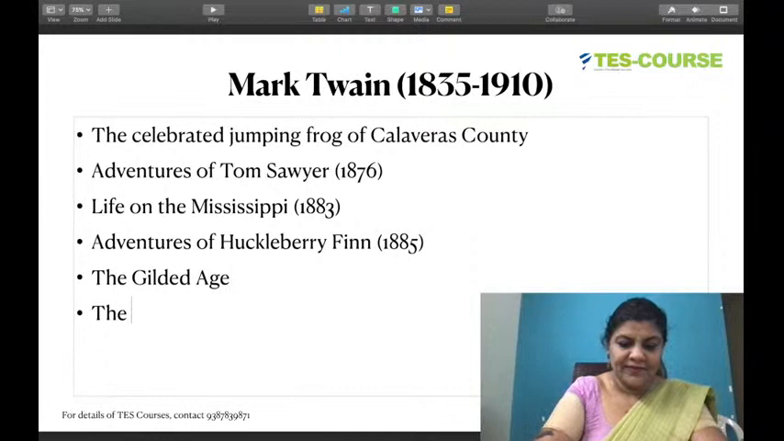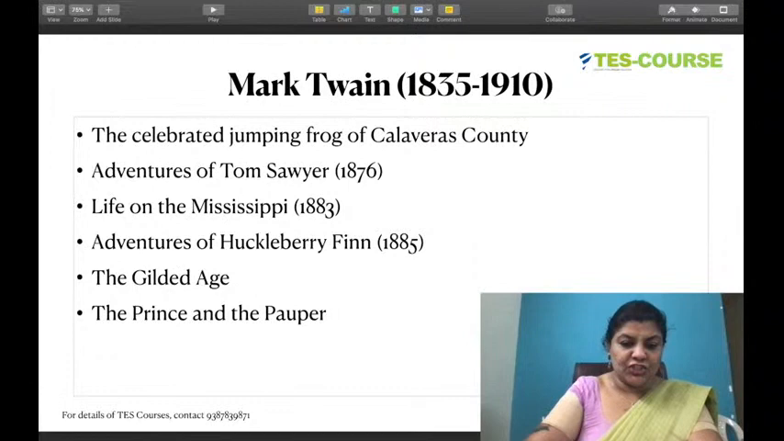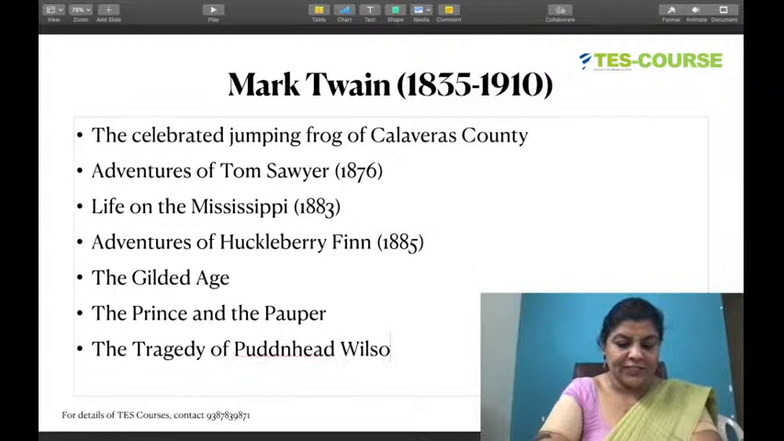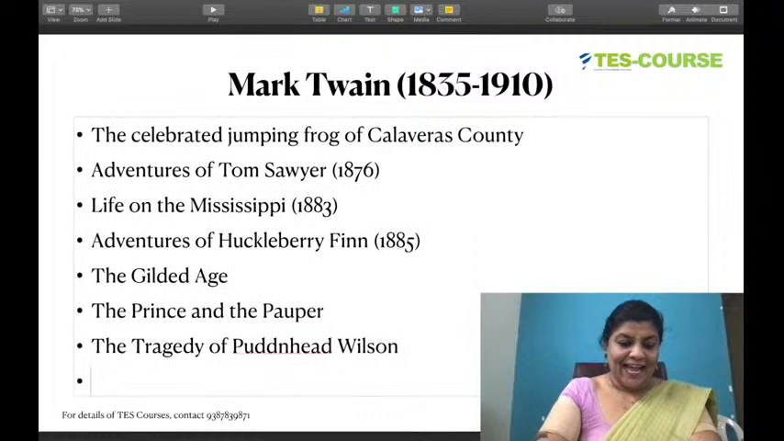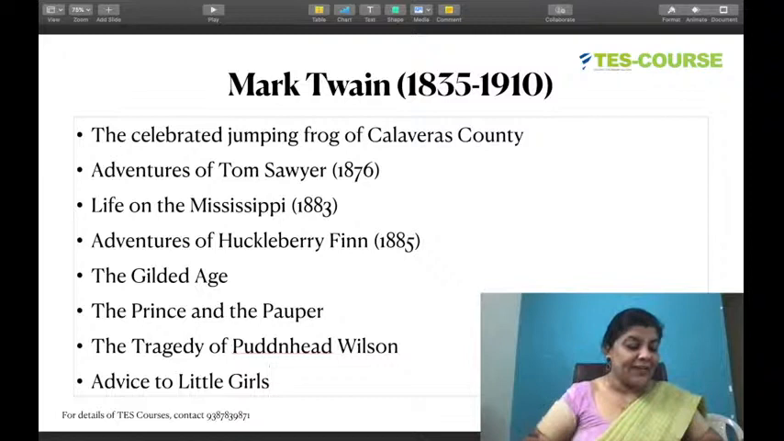What is the real name of Mark Twain? Samuel Langhorne Clemens. The Tragedy of Pudd'nhead Wilson. He wrote one Advice to Little Girls. Did you know that, guys? Advice to Little Girls.